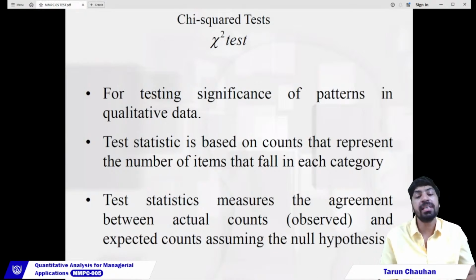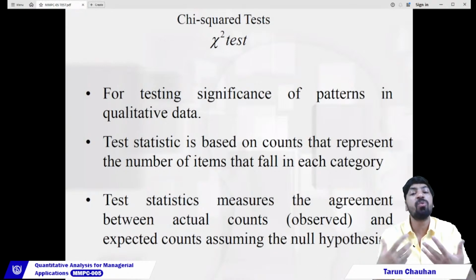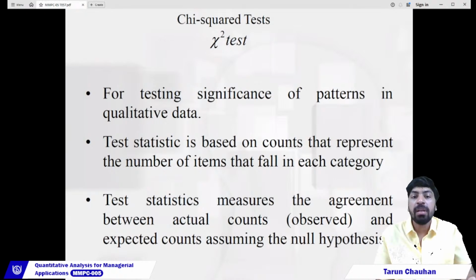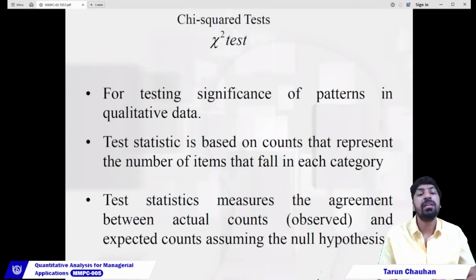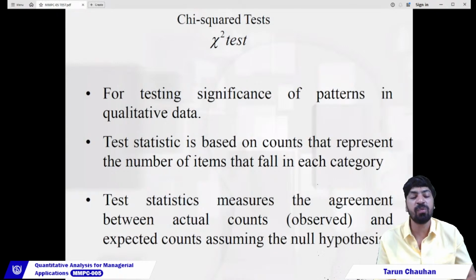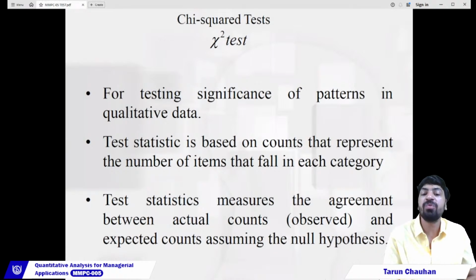Statistic is mainly based on count. It's mainly based on the frequencies where data fall in each category. When we talk about the chi-square test, the test statistic measures the agreement between the observed and the expected frequency. In other words, it shows the exact difference between the actual count, which we call the observed frequency, and the expected count, or expected frequency, by assuming the null hypothesis.